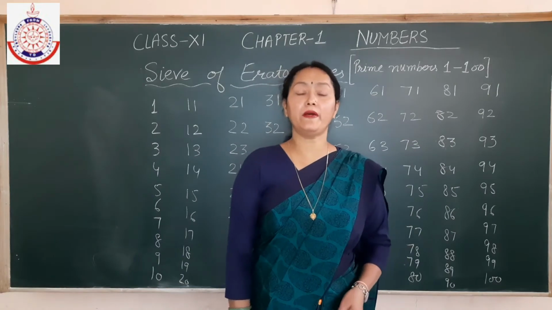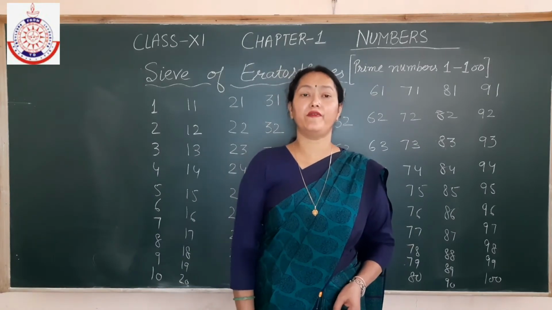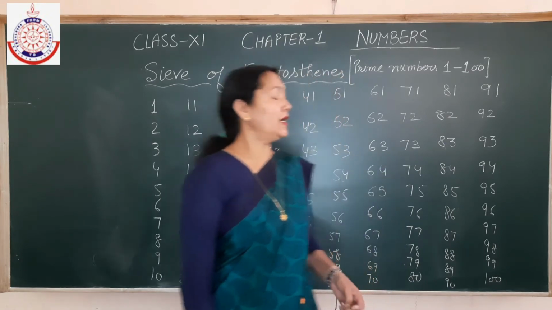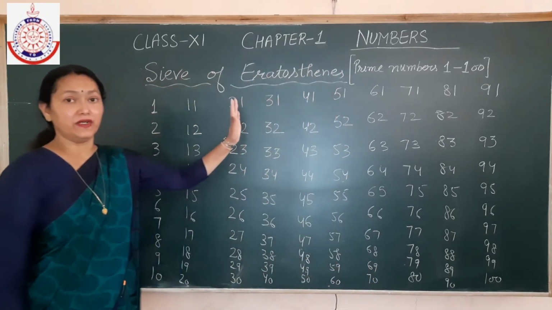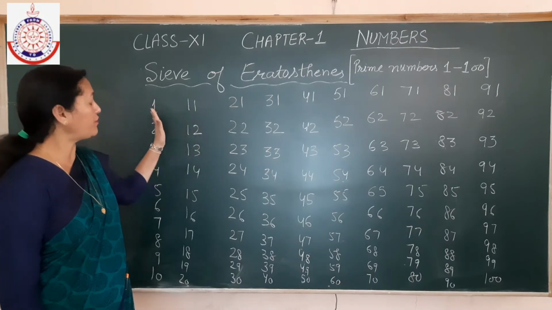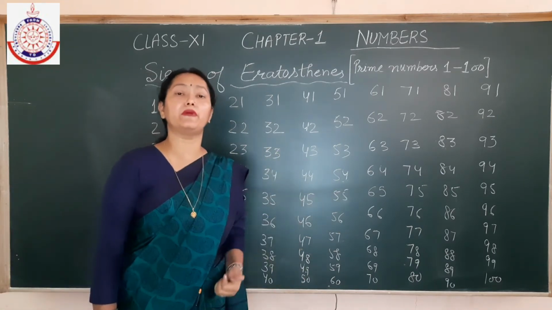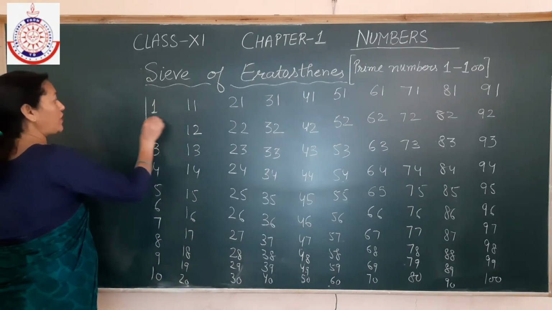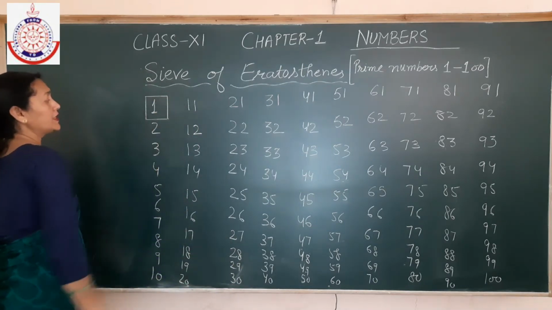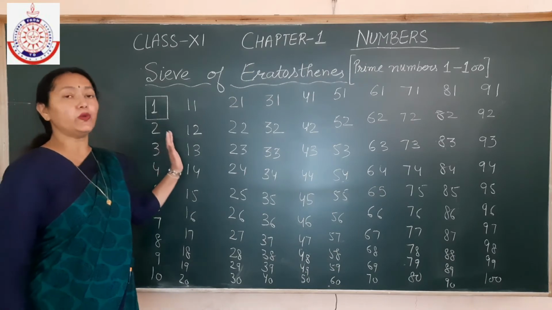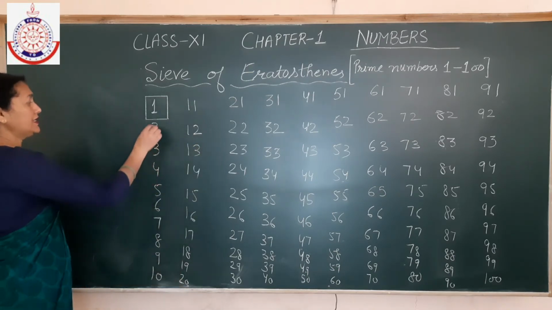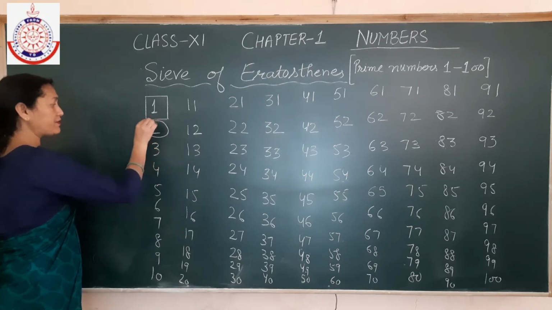For finding prime numbers between 1 to 100, we have studied the sieve of Eratosthenes. With the help of this sieve, we can check from 1 to 100 how many prime numbers we have. First of all, 1 does not fall in any of the categories. Then, 2 is the only even prime number. 2 is the only number that is even as well as prime.